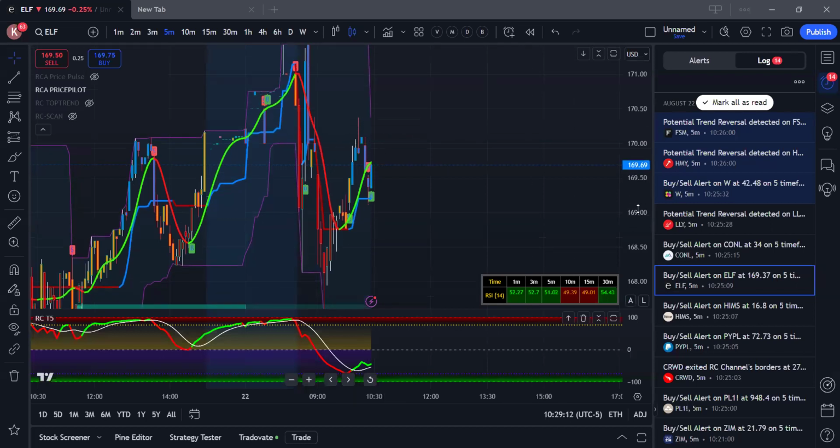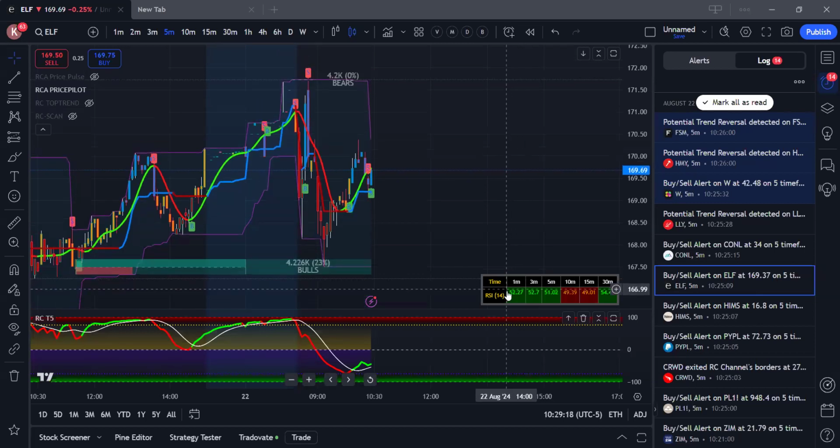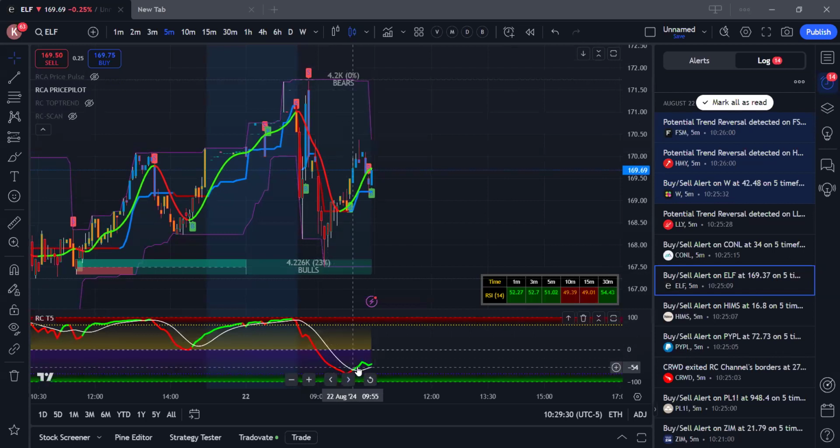Now, one is we are holding the ELF calls, right? Because 1, 3, 5, 30, everything is bullish. Even these are also close to 50. If anything is above 50, that is bullish. So overall, it is bullish. It came to the bottom, so there is a high possibility for it to go all the way to the top. We got a buy signal. There are a lot of bulls here, so it can go all the way to the top. So that's why we bought the calls.